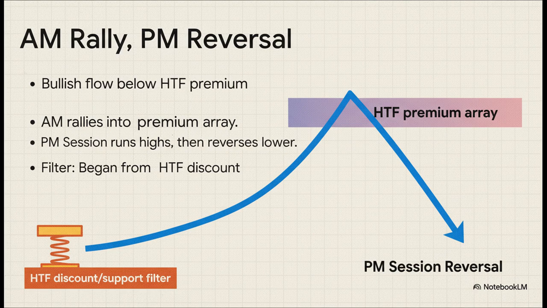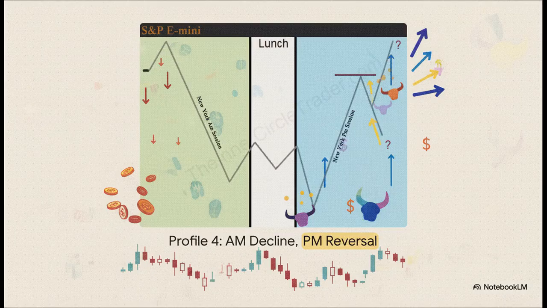Now there is an important filter here. If that morning rally started from a really strong support level, then this afternoon dip might just be a pullback and the price could keep going higher afterwards. So context is everything.